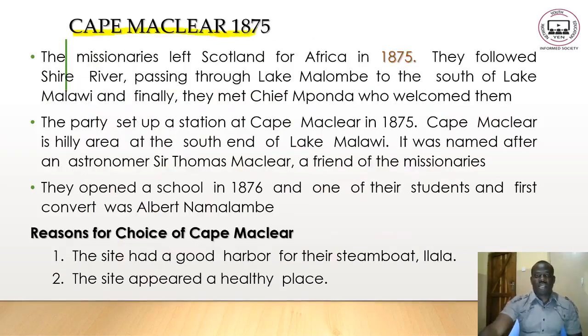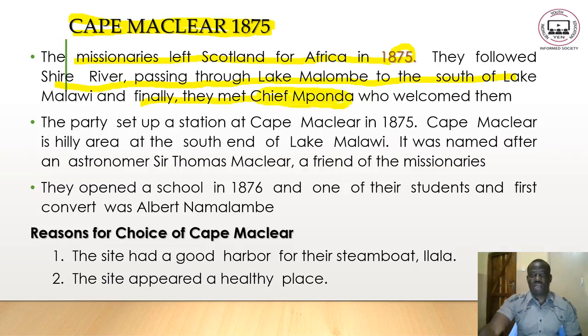Let's look at how the Livingstonia mission settled at Cape Maclear in 1875. The missionaries left Scotland for Africa in 1875 and arrived in the same year. They followed the Shire River, passing through Lake Malombe to the south end of Lake Malawi. Finally, they met Chief Mponda, who welcomed them, and they settled in his area. That is why we mentioned the southern end of Lake Malawi. The mission set up its station at Cape Maclear in 1875.